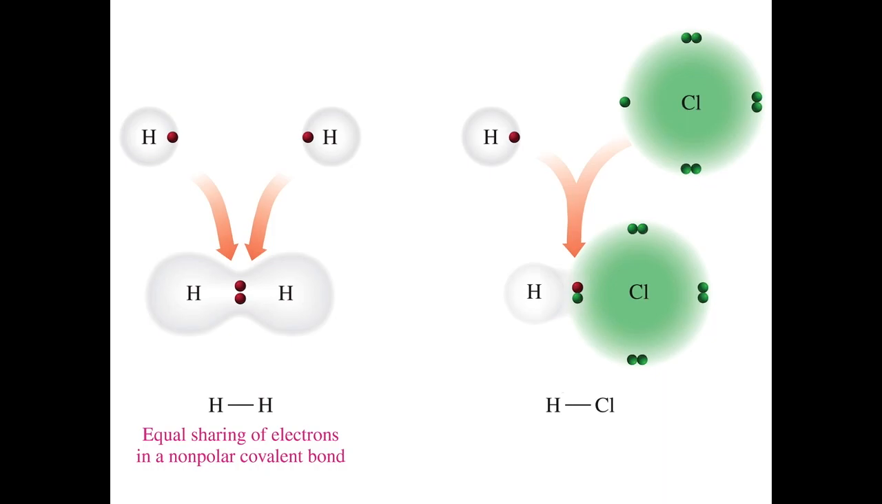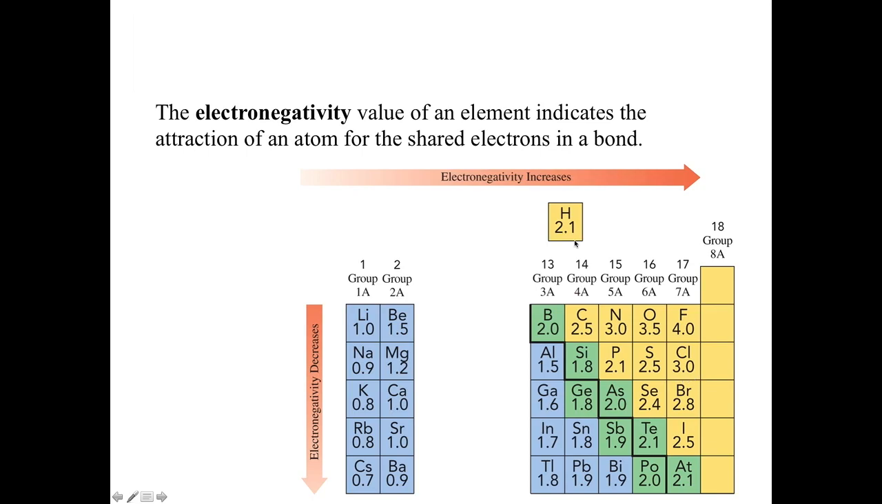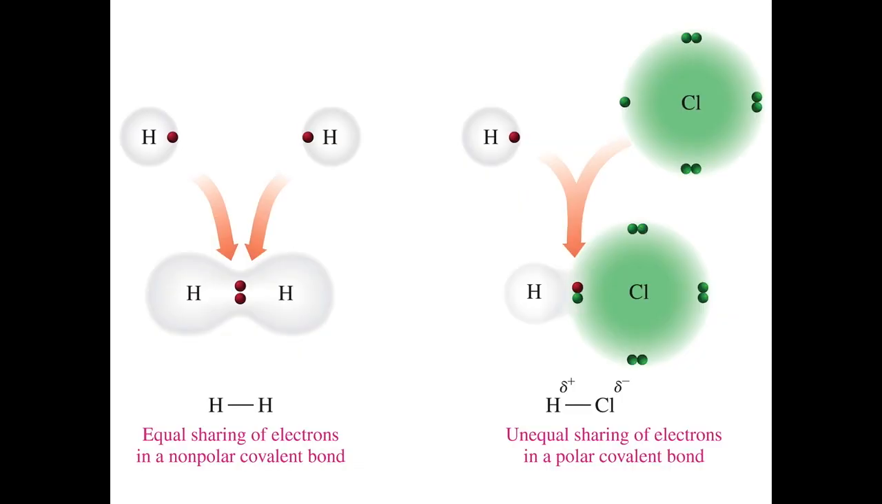Whereas on the right-hand side, the bond between hydrogen and chlorine is categorized as an unequal sharing of electrons. So that covalent bond is called a polar covalent bond. Again, you can go back to the previous slide to see that chlorine has a greater electronegativity value than hydrogen, so it can pull electrons to itself better. To annotate that electrons aren't shared equally in this bond, we can use the Greek letter delta, meaning partial. Delta negative means chlorine is partially negative, whereas hydrogen has a delta positive, meaning partially positive, because electrons are being pulled this way.